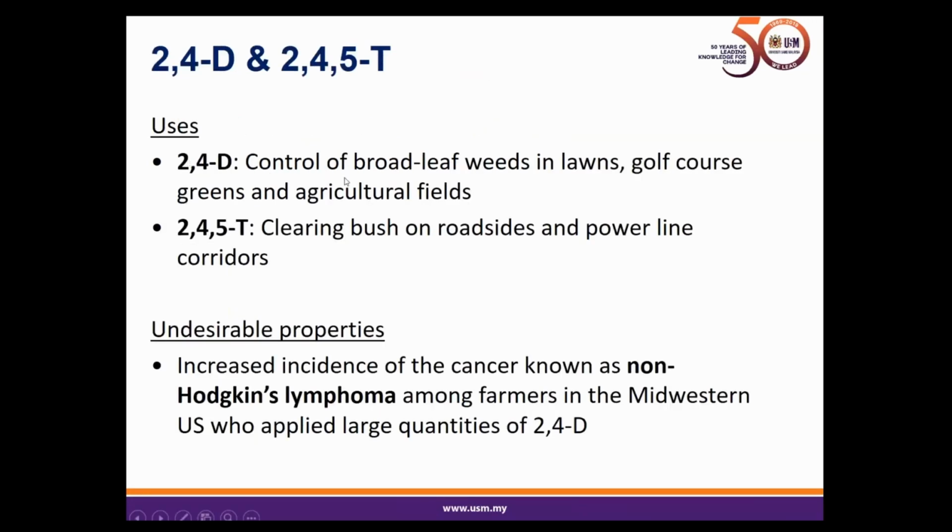2,4-D is used to control broadleaf weeds in lawns, golf courses, greens, and agriculture fields. 2,4,5-T is widely used for clearing bush on roadsides and power line corridors. However, there has been an increased cancer known as non-Hodgkin lymphoma among farmers in the Midwestern US who apply large quantities of 2,4-D.